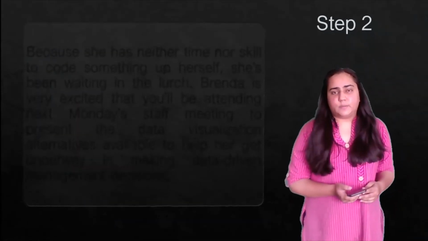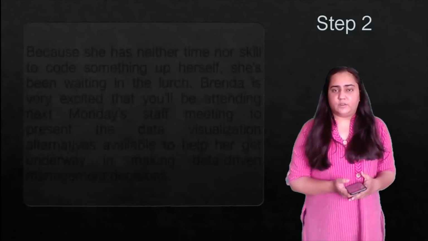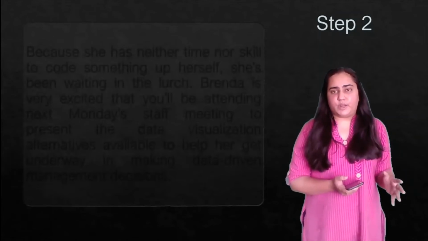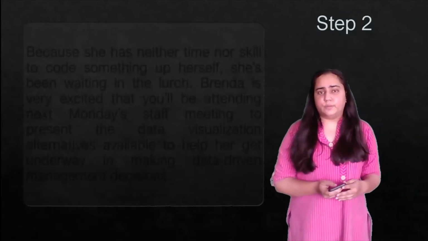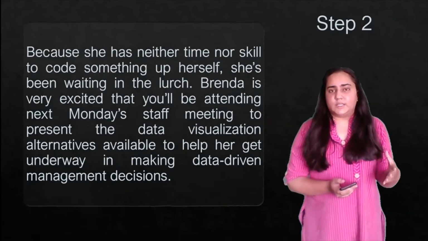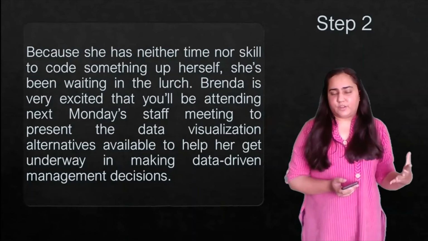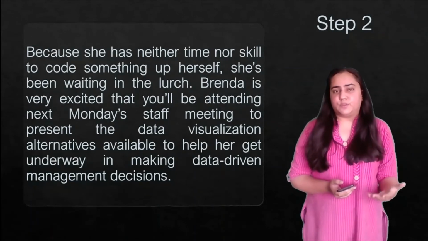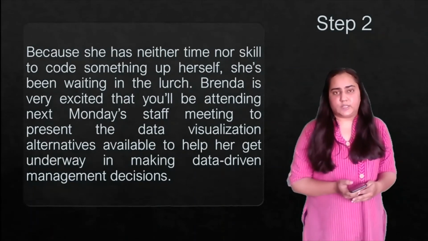Now let's move on to step 2. We've done this brainstorming and created this fictional character of Brenda. Now what is step 2? Step 2, if you remember, is all about after you've done all this, you have to narrow down your purpose. Why are you creating this visualization?